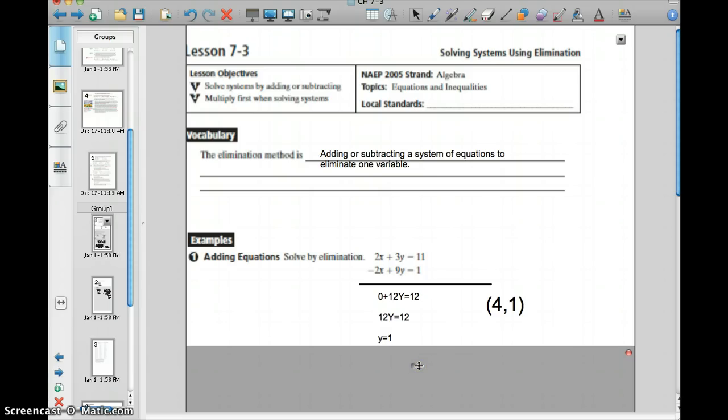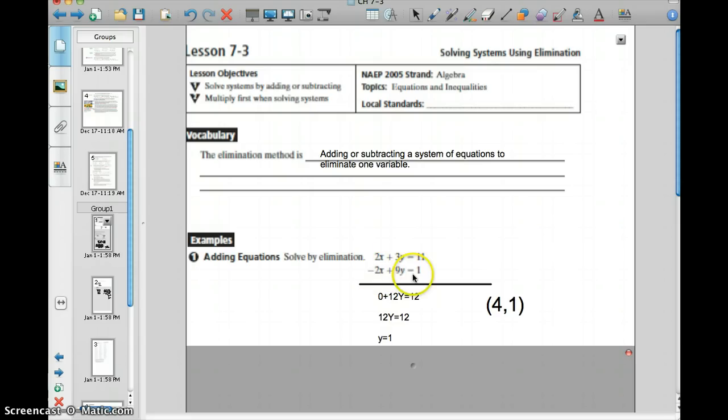Now we know that y is 1, we can plug that back into either equation, or again, we could quickly plug it into both to make sure we get the correct answer for our x value. If I plug in 1 here, that gives me 3, so I have 2x plus 3 equals 11. Subtracting 3 gives me 2x equals 8. And therefore, x equals 4.